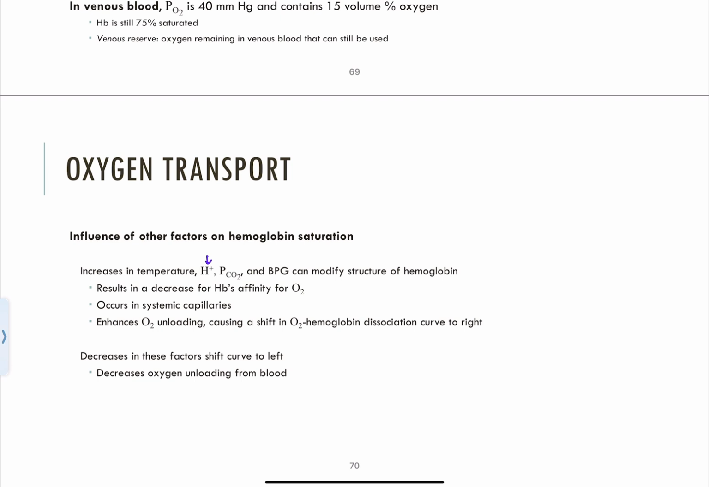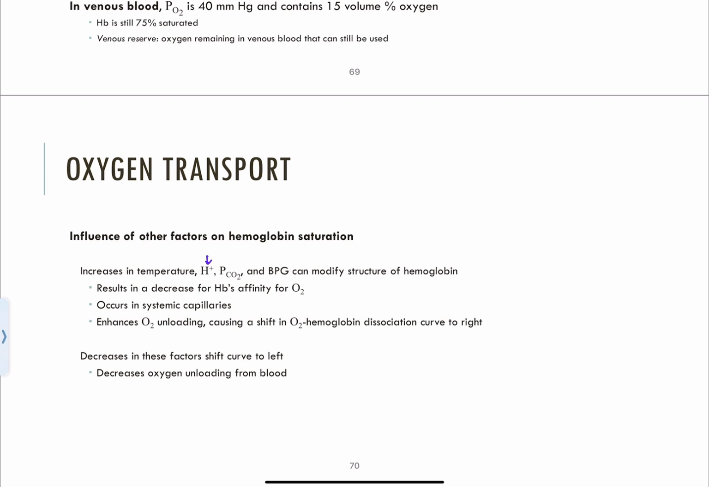If we have these high amounts of waste products, which indicate that we consumed a lot of oxygen, it is going to decrease hemoglobin's affinity for oxygen. Why? Because we want to decrease its affinity so we can unload more oxygen, because high concentrations of these things show that we used a lot of oxygen. This occurs in our systemic capillaries, and decreasing the affinity enhances oxygen unloading, and it will shift the oxygen curve.